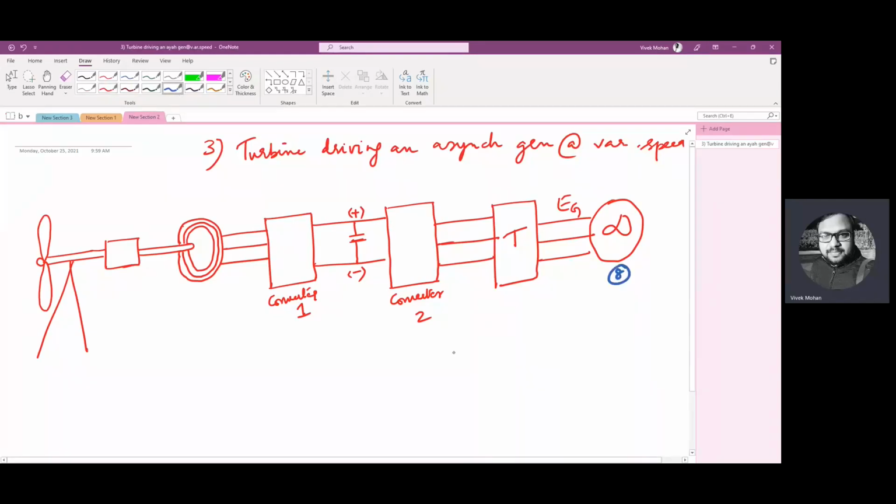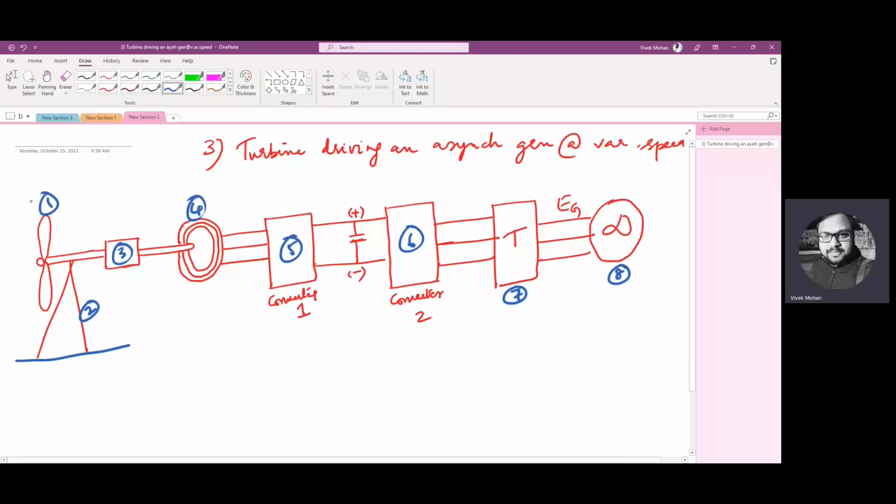This is number 8. This is number 7. Then this is number 6. This is number 5. This is number 4. This is number 3. This is number 2. And this is number 1.